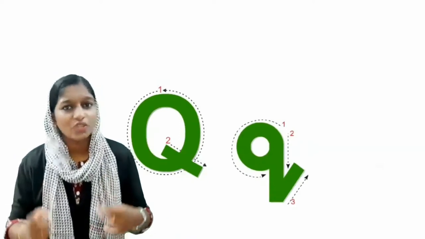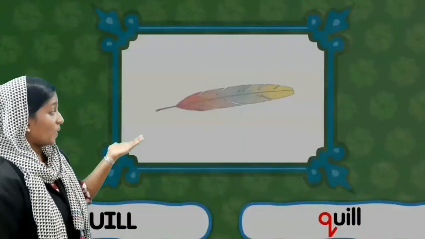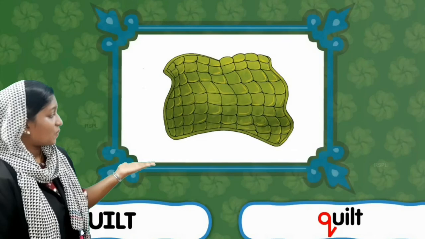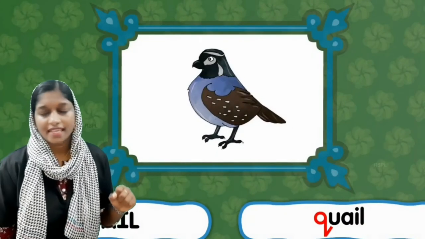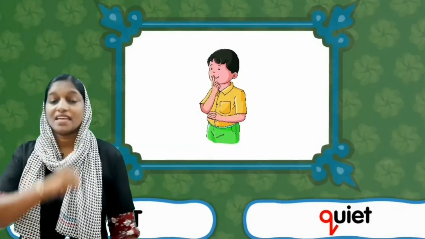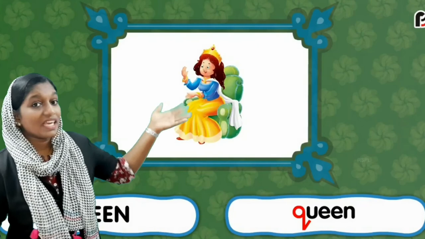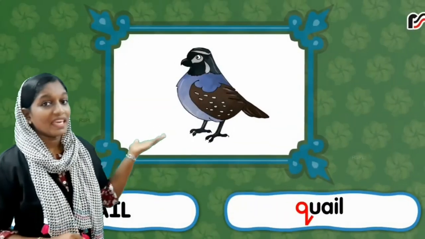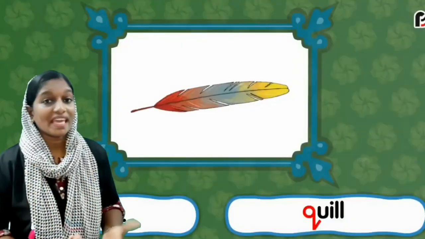Now let's have a look at our textbook and see some more words that begin with letter Q. In the textbook, you can see Q for queen, quill, quilt, quail. And also you can see Q for question mark, Q for quiet. From all these words, the main four words that you have to learn are Q for queen, Q for quail, Q for quilt, Q for quill.